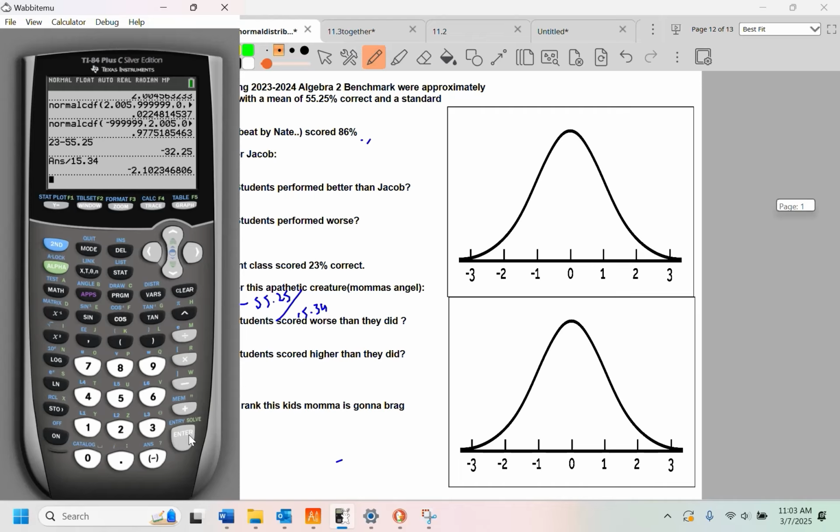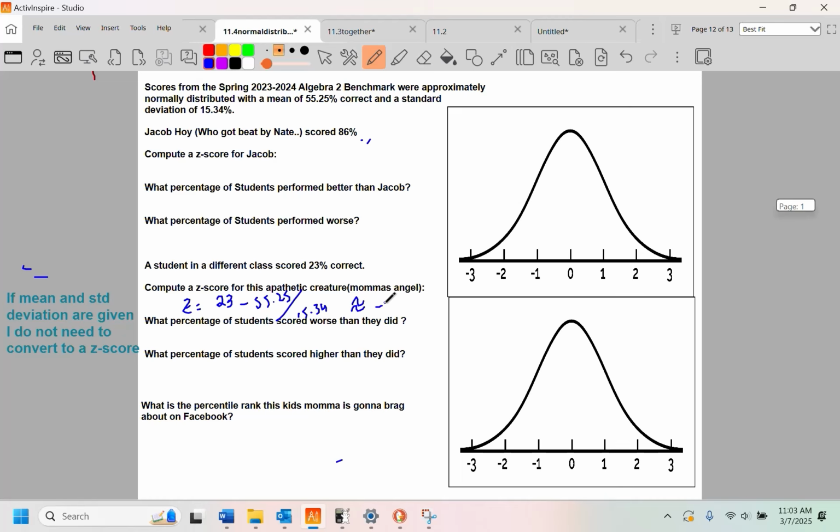We're just going to go with that, negative 2.10. So it's like right here. Like, he did bad. He did really, really, really bad. Poor thing.